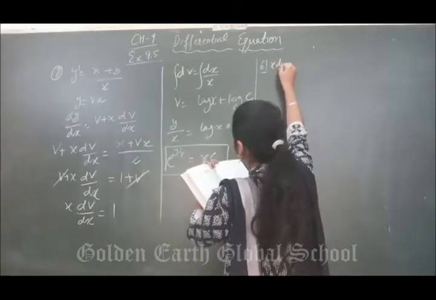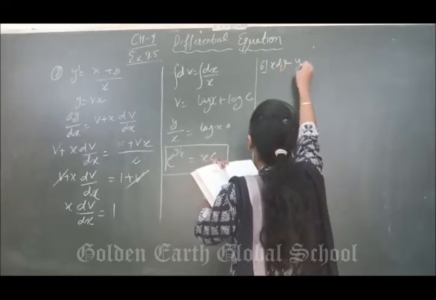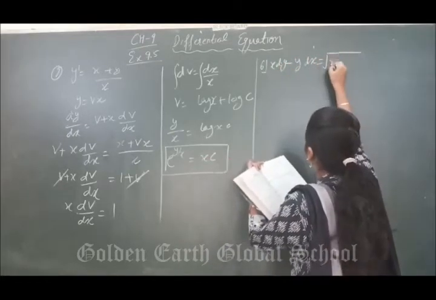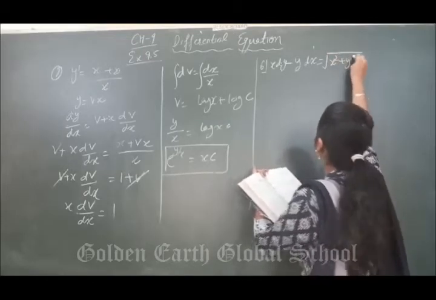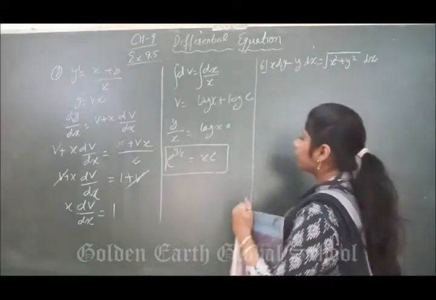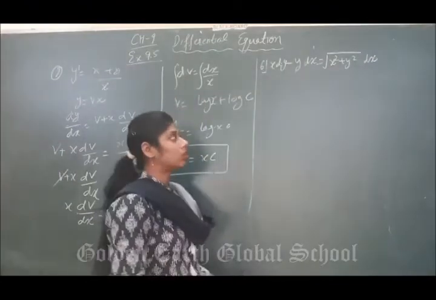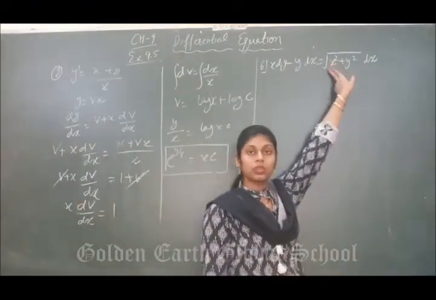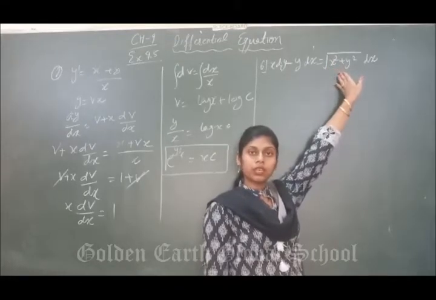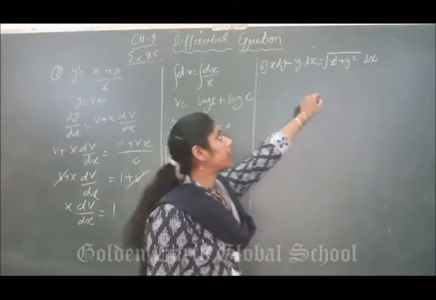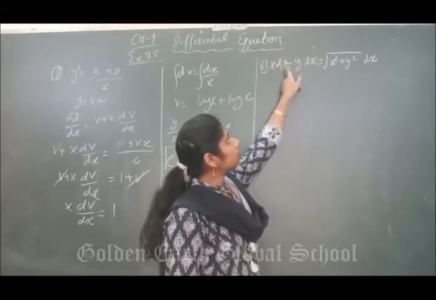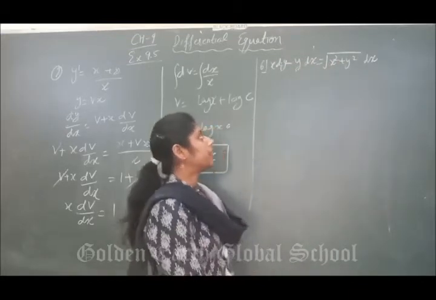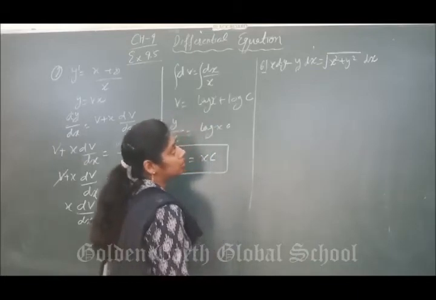x dy minus y dx equals square root of x square plus y square into dx. Now we have to check whether this is homogeneous or not. This is homogeneous because the square terms are inside the square root. If you take the square root of the square term, it will remain with only degree 1. So 1, 1, 1, 1. Each term contains degree 1. So this is a homogeneous equation.